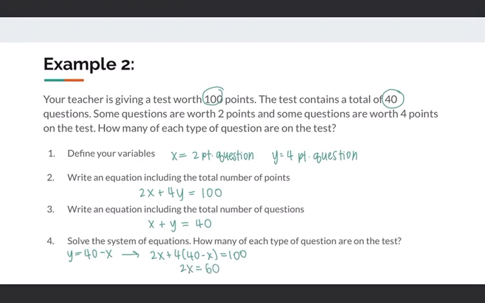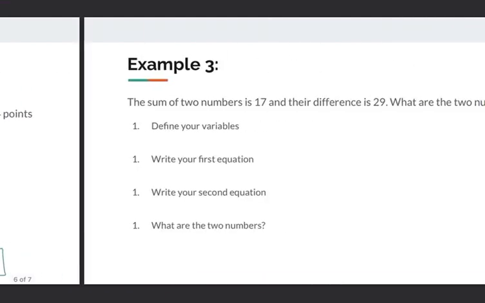So that means that x equals 30. And then if we plug that back in, we get that y equals 10. So our solution is that there are 30 2-point questions and 10 4-point questions. Hopefully you're kind of seeing how this is working.